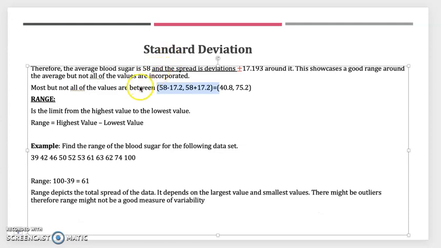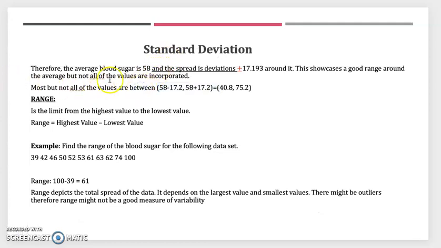So from earlier, we see the example: your average blood sugar is 58, but the standard deviation, that means the spread, is 17.19. So what does that mean? That means your average is 58, but the values vary, they are 17 away from 58. 17 away from 58 can be more than 58 by 17 or less than 58 by 17.